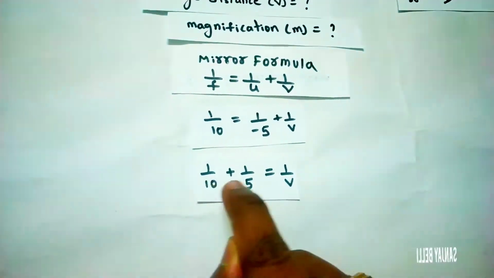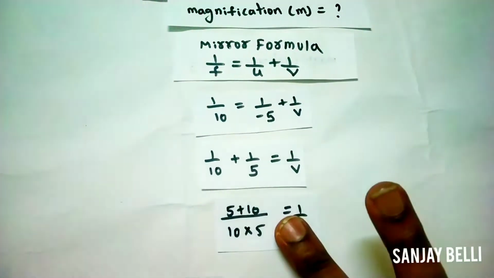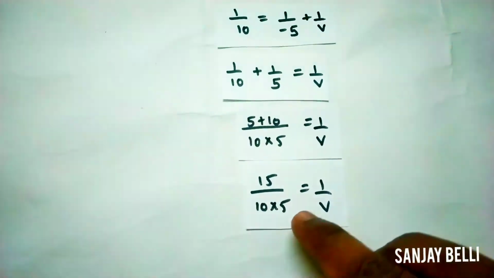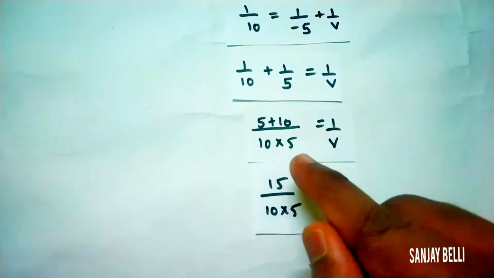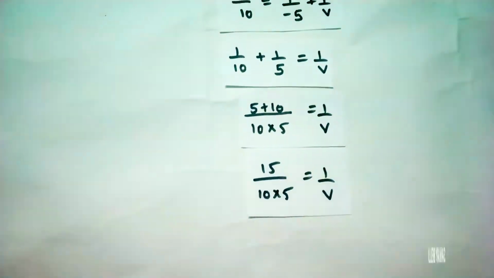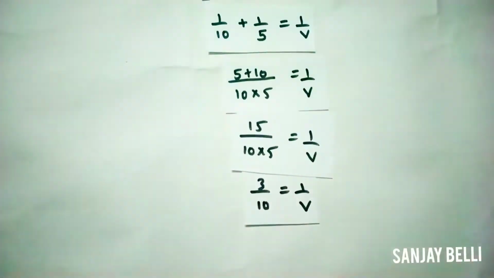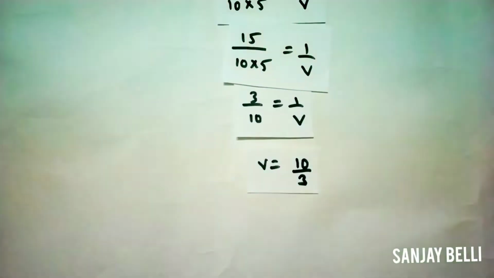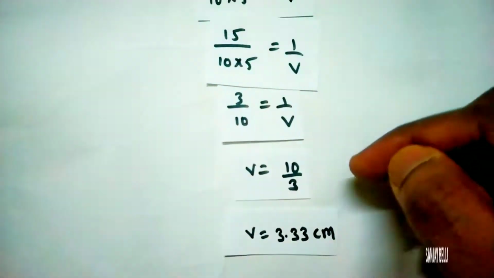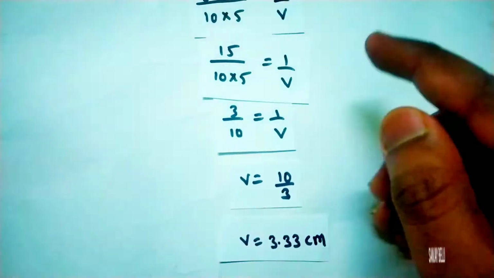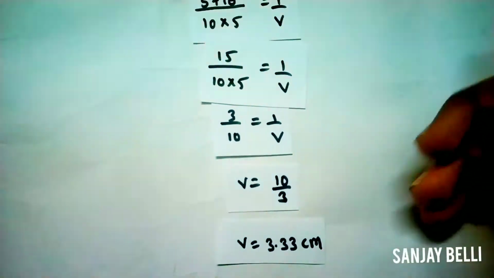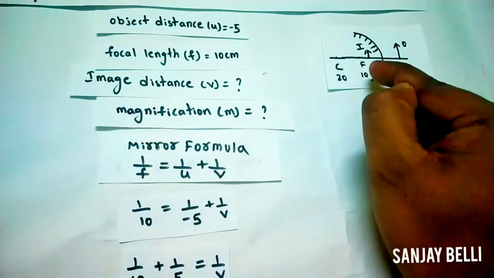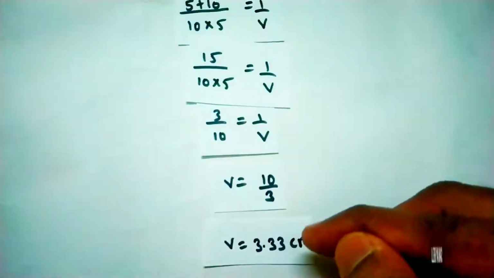Now you have to take the LCM, 10 into 5. 5 plus 10 is nothing but 15, that is 15 by 10 into 5 equals 1 by v. Now 5 ones are 5, 5 threes are 15, that is 3 by 10 equals 1 by v. So we want v, so v equals 10 by 3. 10 by 3 is nothing but 3.33 centimeters. 3 threes are 9, 1 remains, keep the point and bring down 10, again 3, again 3, so 3.33 centimeters. Now you check: it is less than the focal length, less than 10, so your v value is correct.